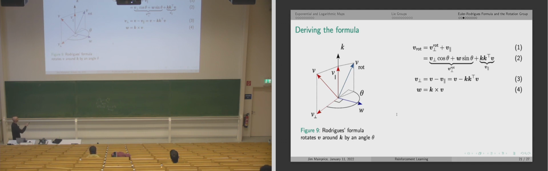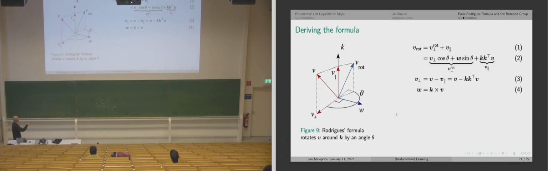Then we express that the orthogonal part of V rotation, which is this part here, is the combination of the coordinates on the orthogonal plane. Okay, so it's going to be the cosine of theta times this, and then the sine of theta times the orthogonal vector. It's just the coordinate of that vector on the orthogonal plane.